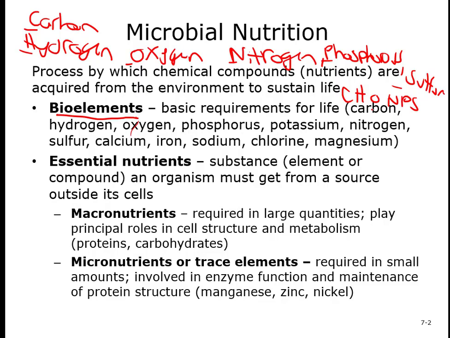But also inside of our bodies, we have some things called trace elements. So trace elements are elements that are found in very small quantities inside the cell. So for example, calcium, iron, sodium, chlorine, magnesium. Okay, these things are found in the body, but in very small quantities compared to these other six main ones.